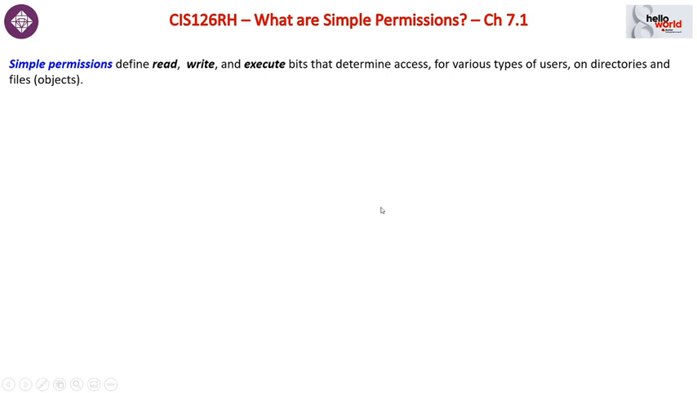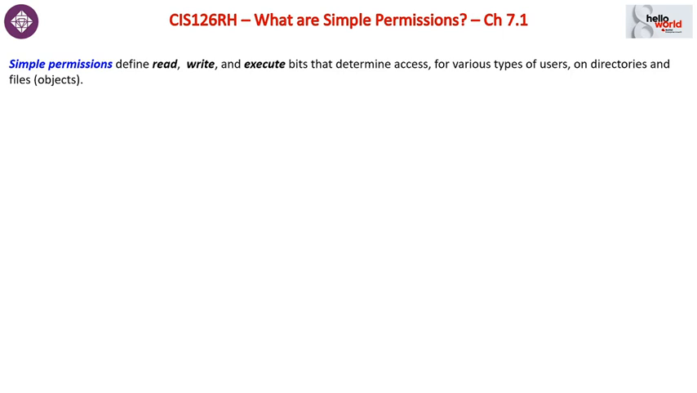Simple permissions, there are three: read, write, and execute. I'm going to cover this for files first, and then I'll cover this for directories. So for files, read does what you think it does. It allows you to read a file. Write does what you think it does. It allows you to write to a file. Execute does what you think it does. It allows you to execute a file.